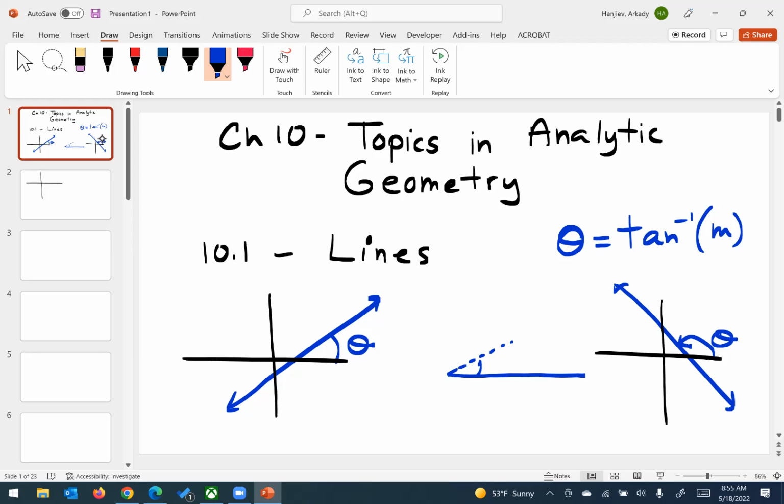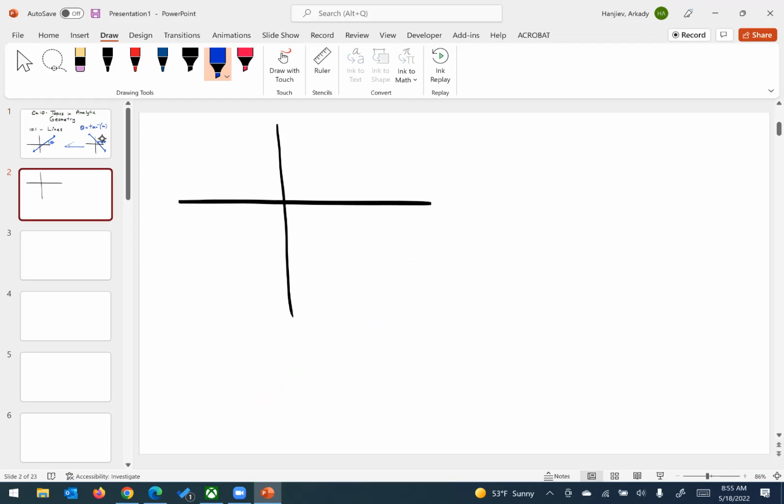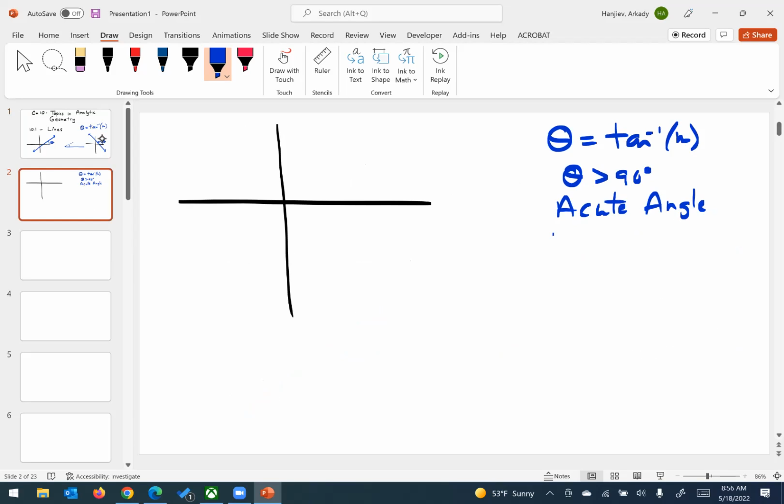And so if it's obtuse, you add pi, or 180 if you use degrees. Yeah, let's put that in here. So theta is equal to tangent inverse of our slope. And that is it if what? If theta is less than 90 degrees, or you have an acute angle.